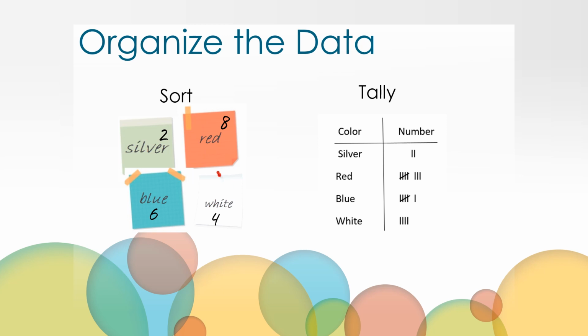Another way to organize the data could be to make a tally chart. Similar to the sticky notes, all of the same colors are put together and the tally marks are used to show the total for each. Remember when making tally marks that they're made in groups of 5 and that 5th tally is drawn diagonally across the group.